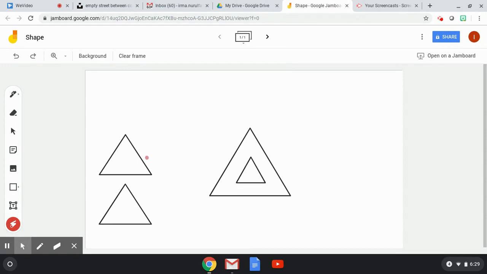On the left, you see a congruent triangle. Why is it congruent? Because it's exactly the same size.